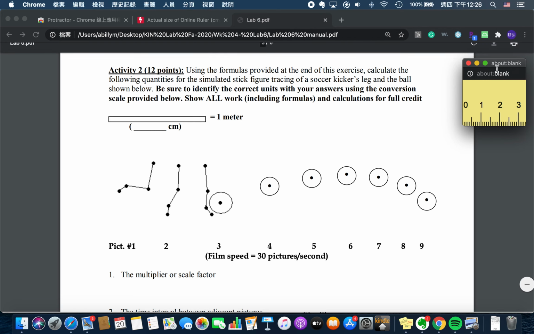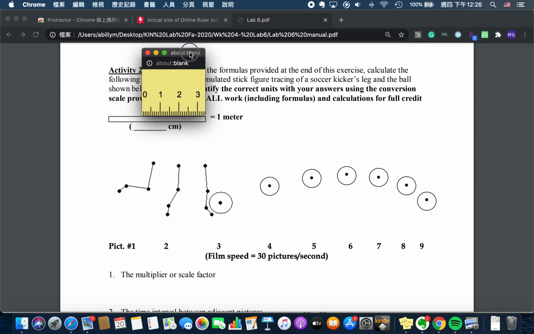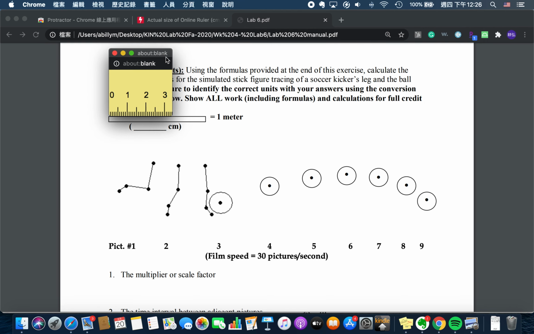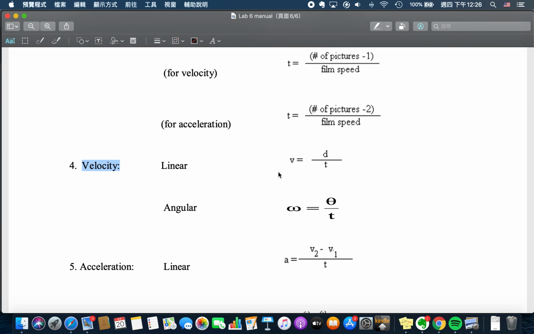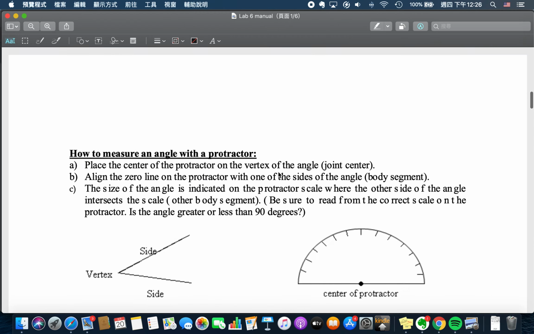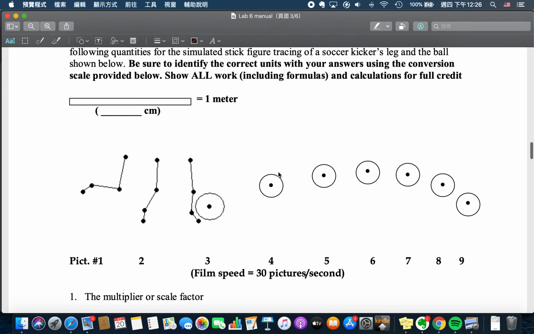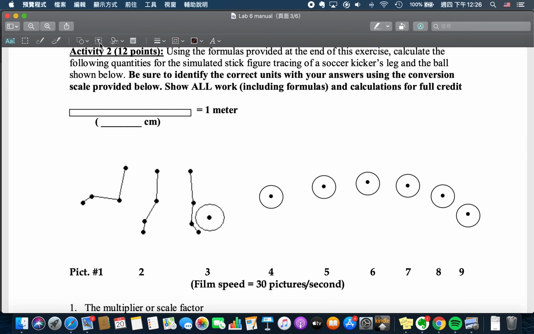That's what it says. So let's put your ruler here and see how long the reference is. Go here and we can see, okay, that's 5.2 centimeters. So we'll type 5.2 here. So we know 5.2 centimeters on this graph equals 1 meter.